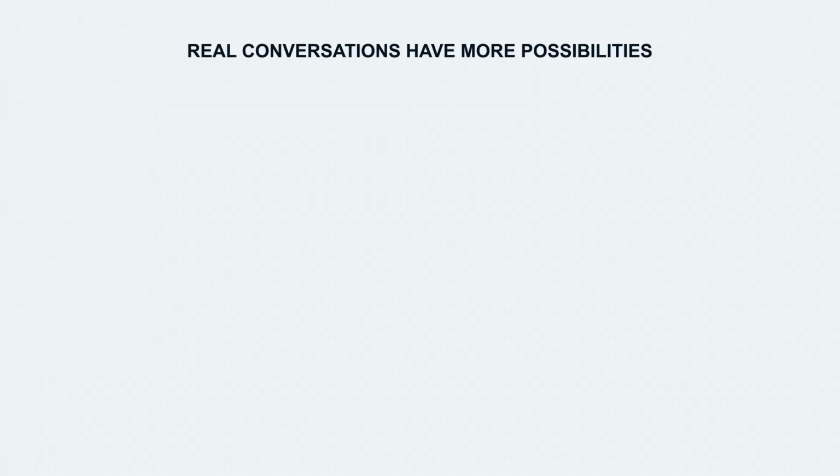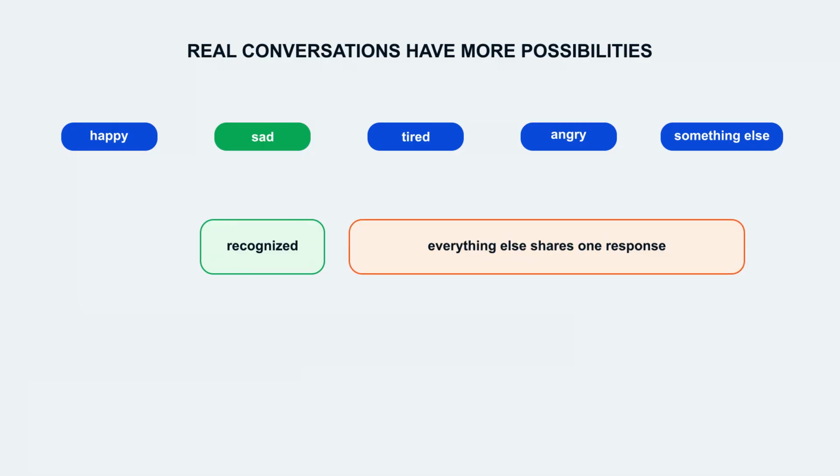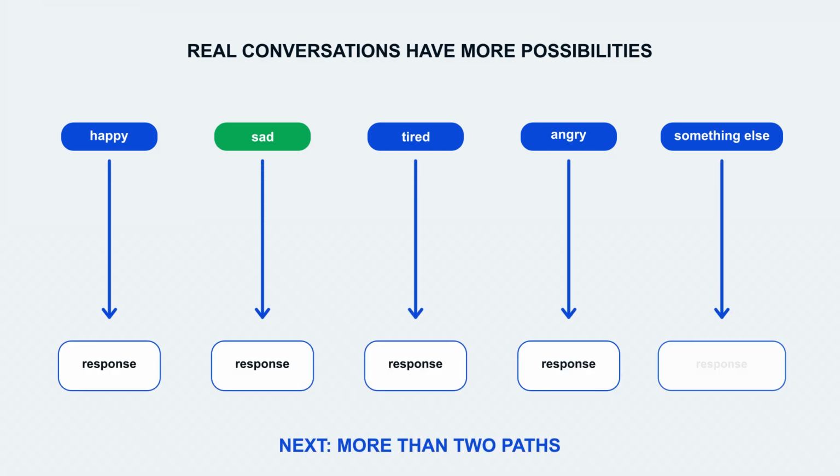But real conversations usually contain more than two possibilities. A user might feel happy, sad, tired, angry, or something completely different. Right now, our chatbot only knows how to recognize sad. Everything else follows the same second path. So in the next part, we will teach our chatbot how to recognize several different answers and choose between more than two paths. I'll see you in part 4.